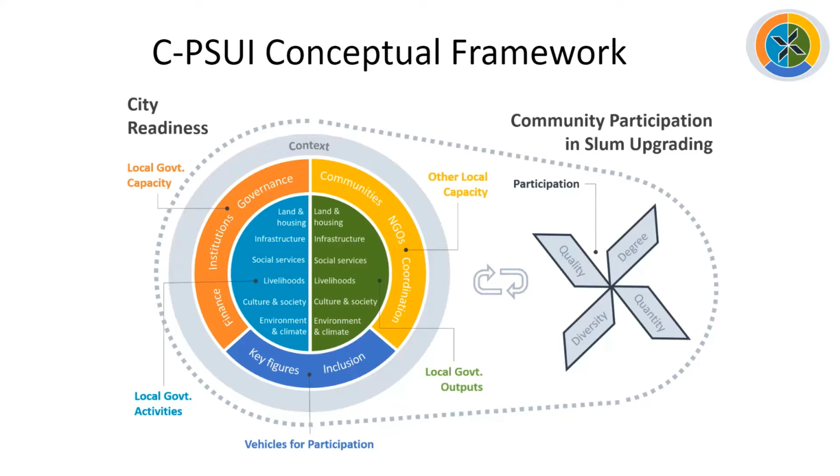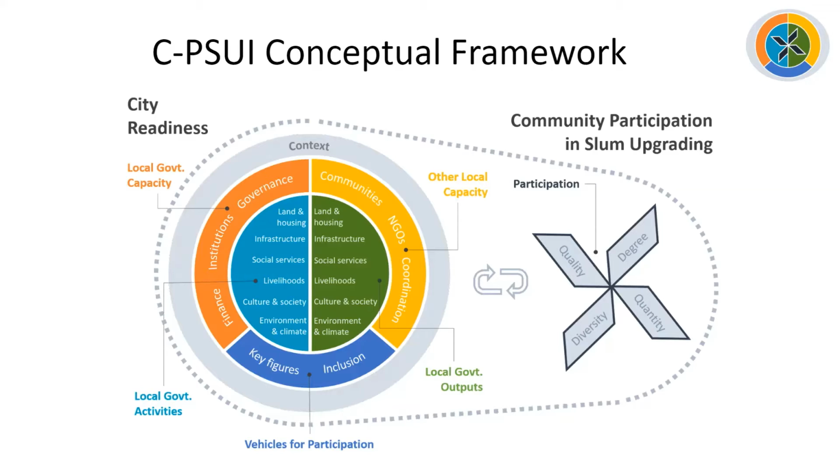Local government activities and outputs are defined across a number of sectors, including land and housing, infrastructure, social services, livelihoods, culture and society, and environment and climate. Now, all of this is taking place in a broader context, and that context will vary from one city to the next.